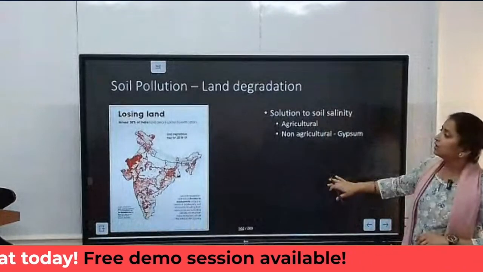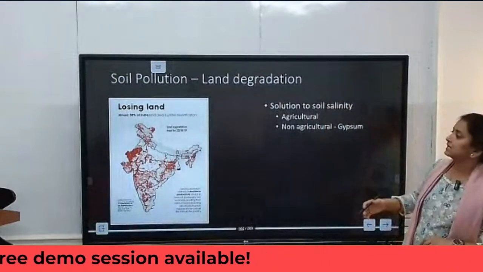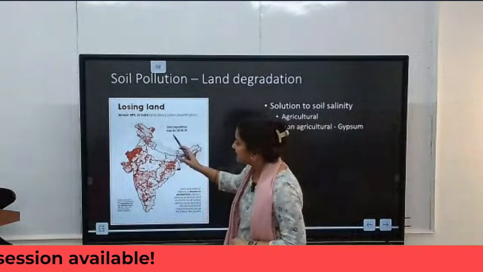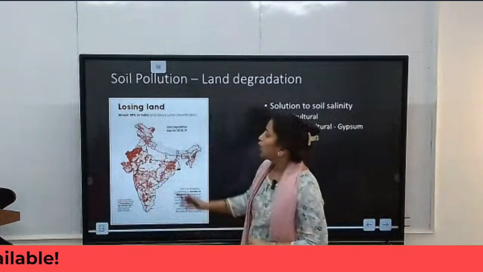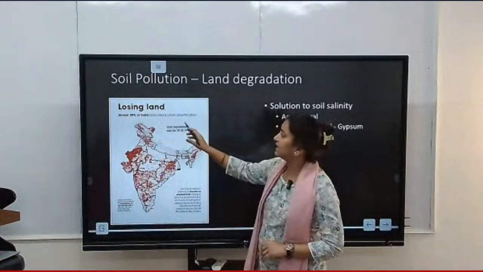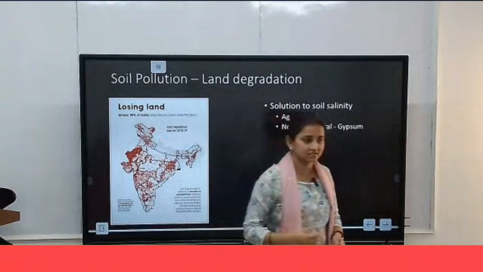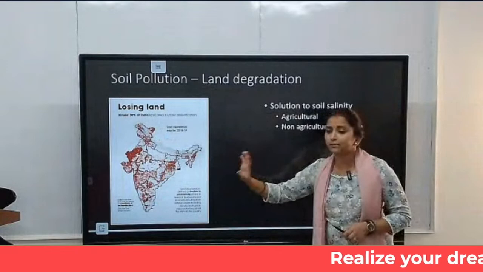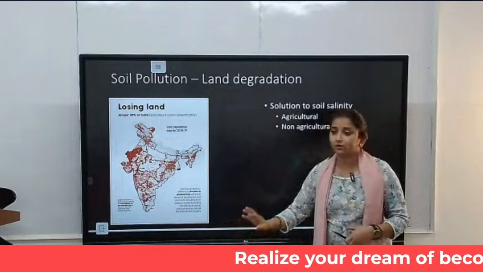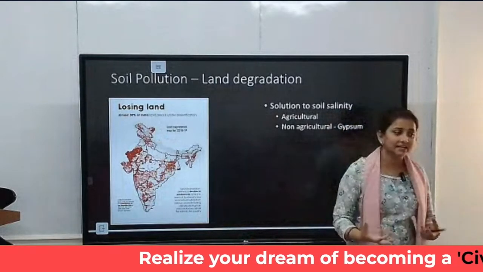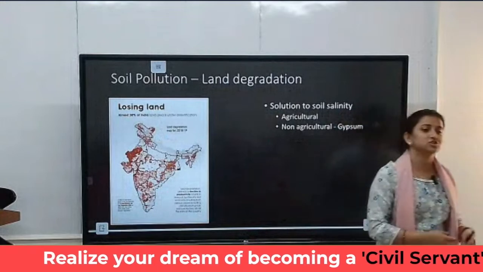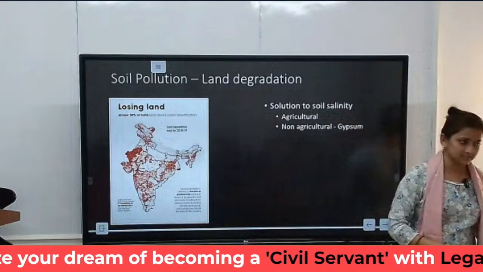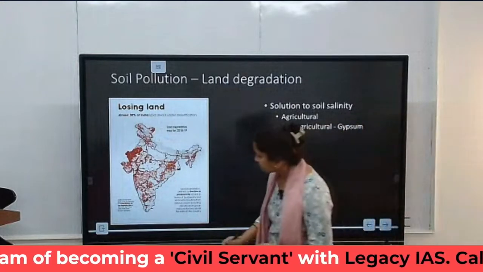Now, because of all of these reasons, this is the degraded land condition of India. Almost 30% of land in India is under desertification. Now, what is desertification? That we will be reading, but you can understand it as degraded. The soil is not fertile enough for either afforestation or even agricultural practices.